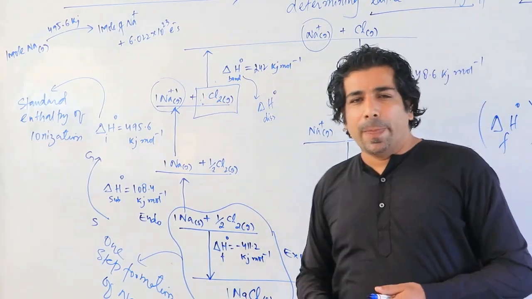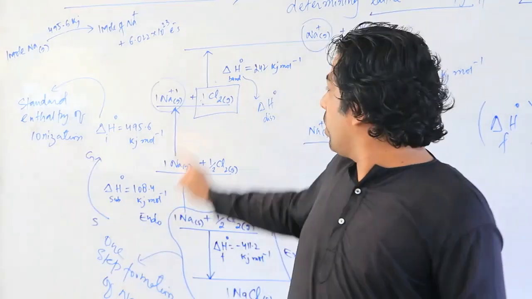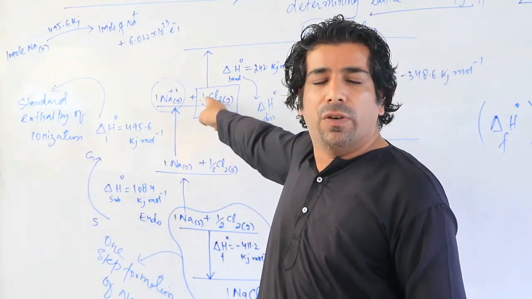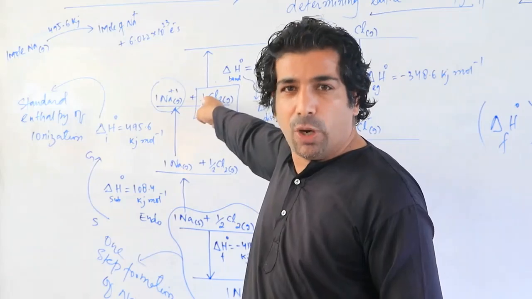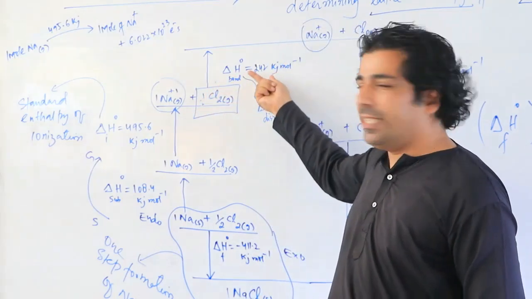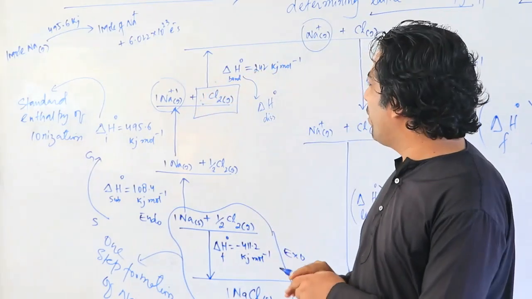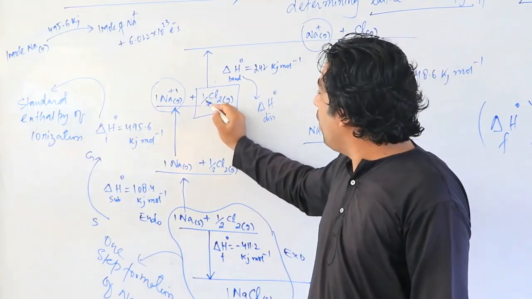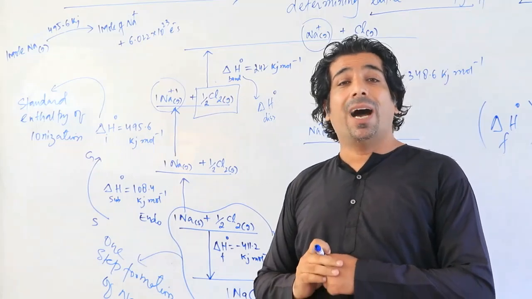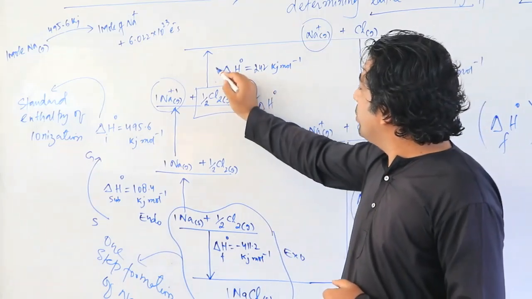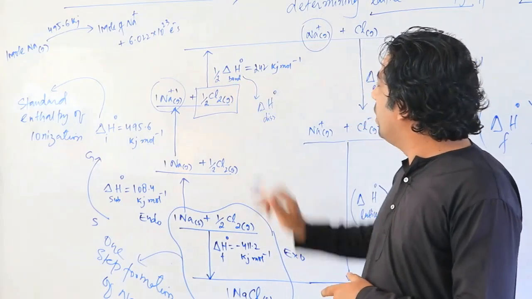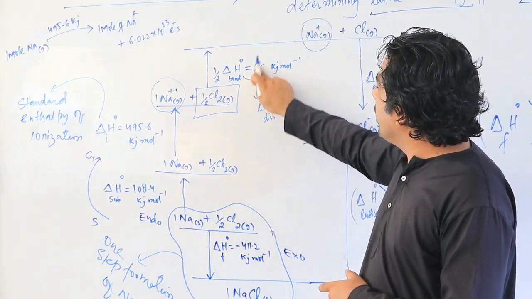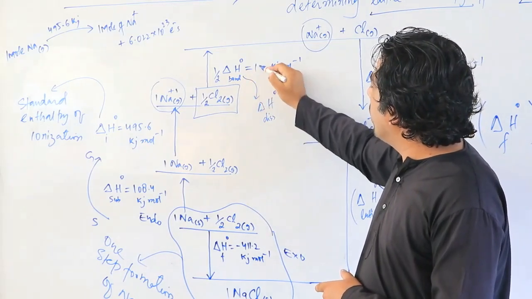But what is my point here? If you are dissociating 1 mole of chlorine, Cl2 molecules, then this much energy is released. But my dear friends, we don't have 1 mole of chlorine here. We have half mole of chlorine. So the dissociation will also become half. So divide this by 2, it will become 121, my dear friends.